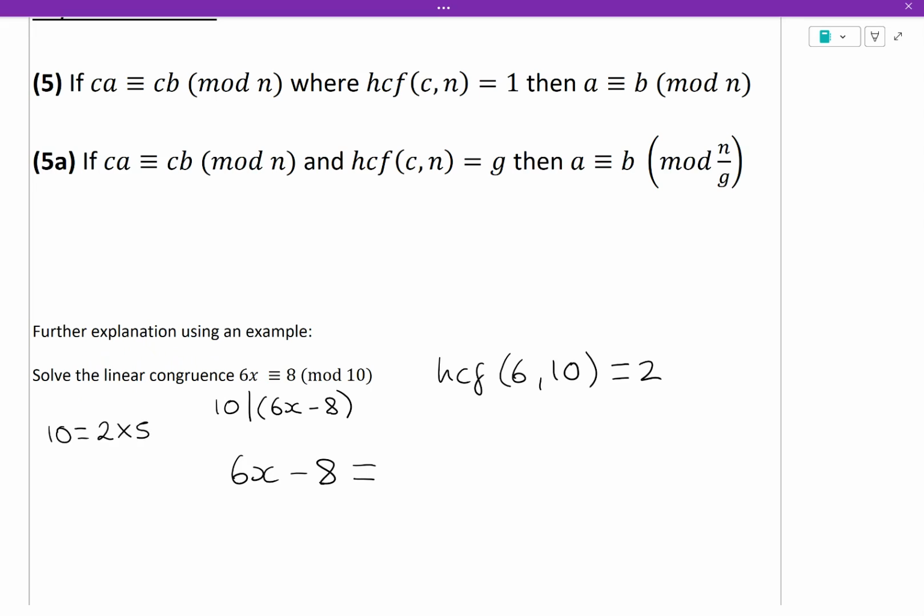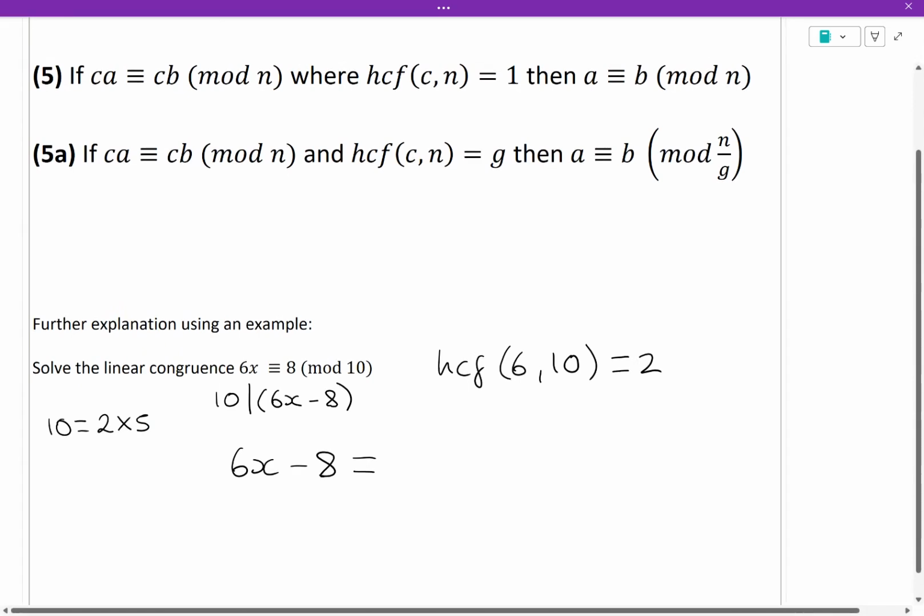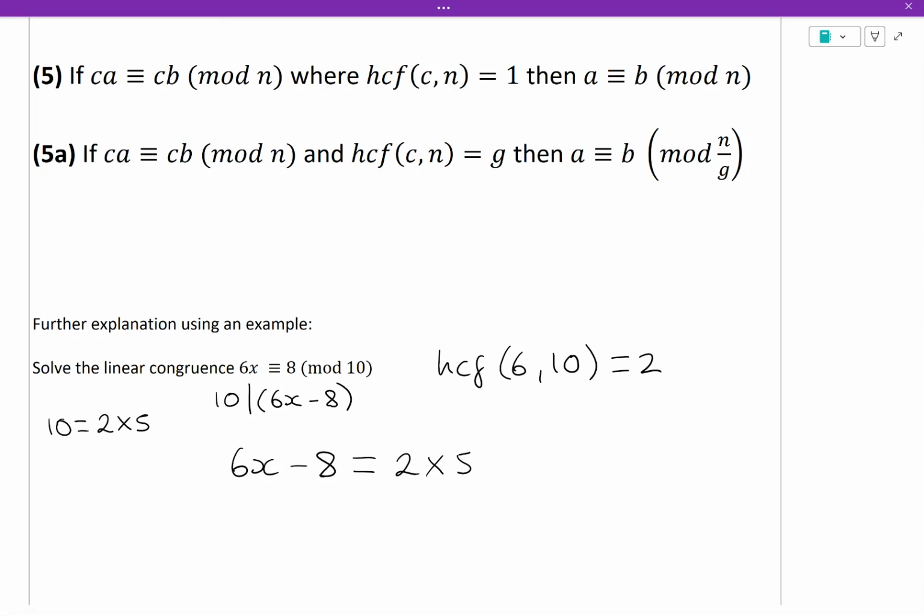So therefore, in the prime factorization of 6x subtract 8, there must definitely be at least 2 to the power of 1 and at least 5 to the power of 1. Now, the powers of 2 and 5 might be higher. There might be some other factors in there. But all I can figure out based off the congruence relation is that 2 and 5 are definitely in there.